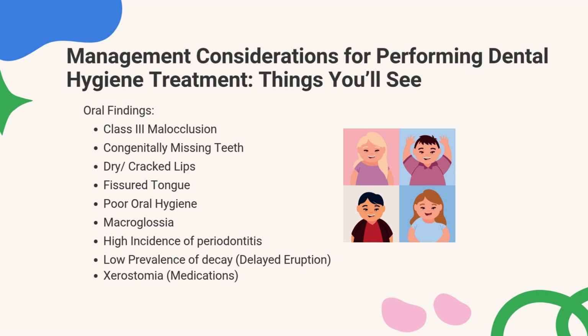Management considerations for performing dental hygiene treatment. Here's some things you'll see. Some oral findings in these patients can include a class 3 malocclusion, congenitally missing teeth, dry or cracked lips, fissured tongue, poor oral hygiene, macroglossia, which is a large tongue, high incidence of periodontitis, and a low prevalence of decay due to that delayed eruption.